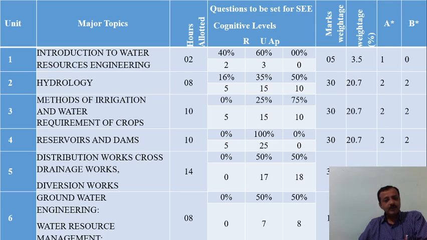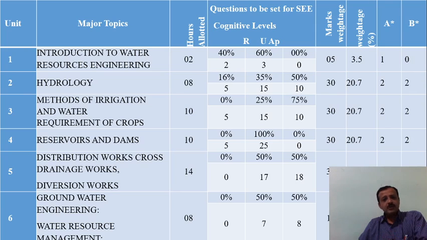In the water requirement of crops, we are going to study how much quantity of water is required for each crop. We know that different crops require different quantities of water. All crops may not require the same quantity of water. Suppose you take paddy or sugarcane, it consumes more water. Sugarcane is an annual crop. It requires water throughout the year. Whereas if you take ragi, it requires less water.